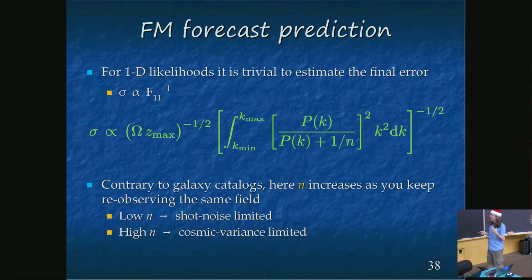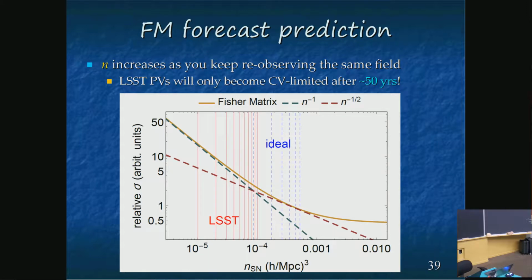And of course, if you are in the low number density regime, you are shot noise limited. If you're in the high N regime, you are cosmic variance limited. And you want to be in between, but you want to get all the good information where you're still not cosmic variance limited. So that's how it looks.